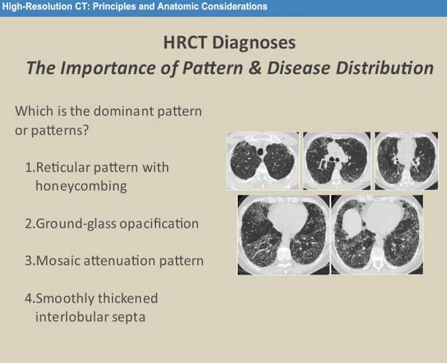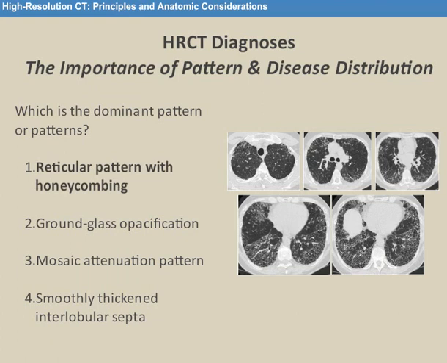Is it a reticular pattern with honeycombing? Are we looking at ground glass opacification? Is this a mosaic attenuation pattern? Or are we looking at smoothly thickened interlobular septa? So this is clearly a reticular pattern with honeycombing as the dominant abnormality.